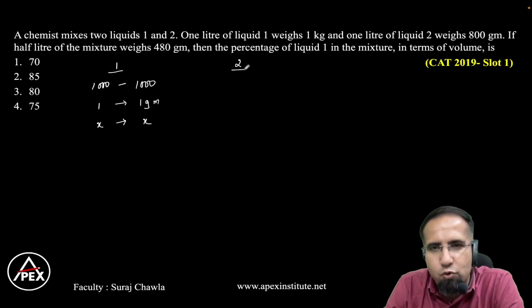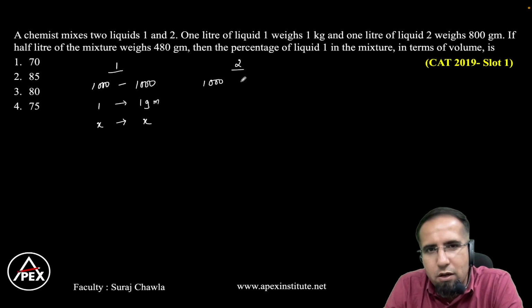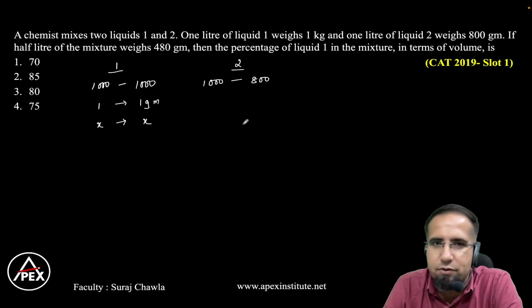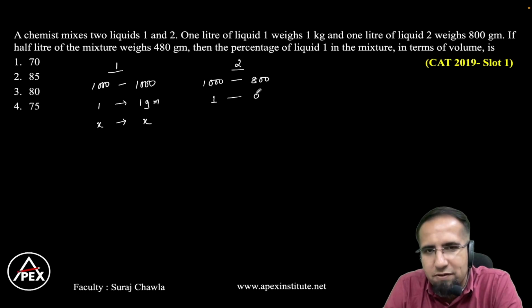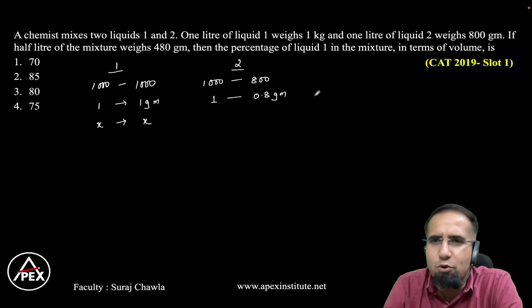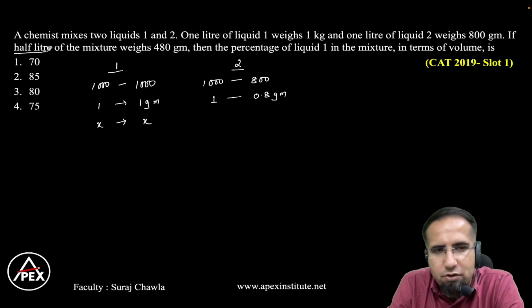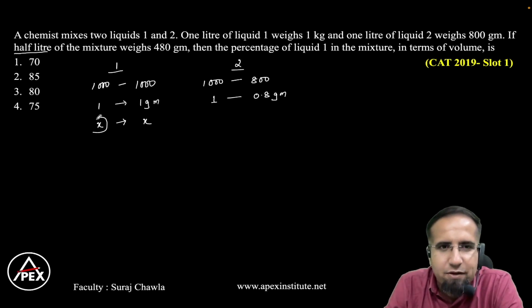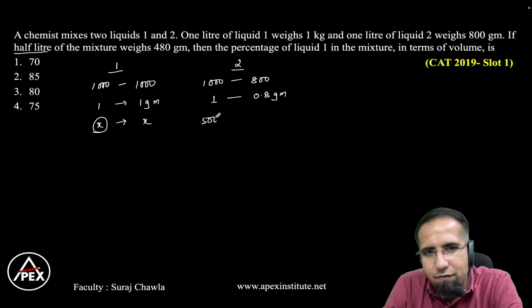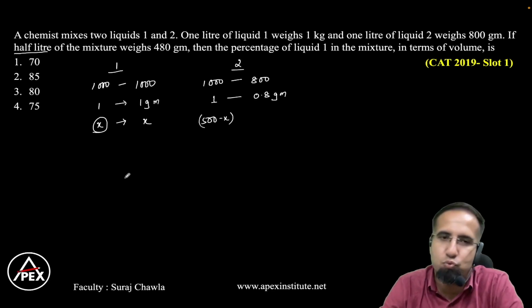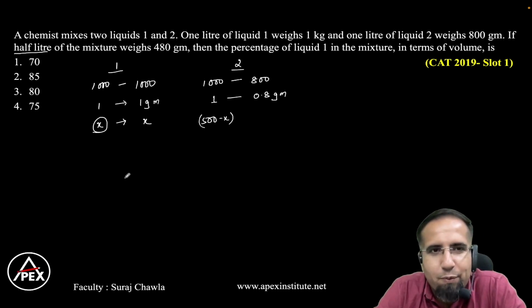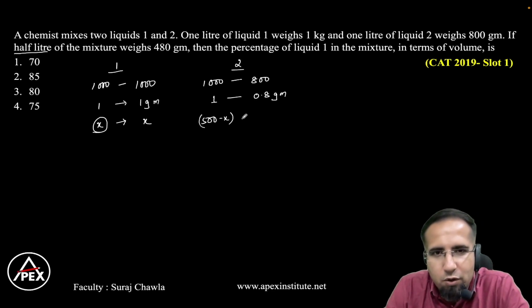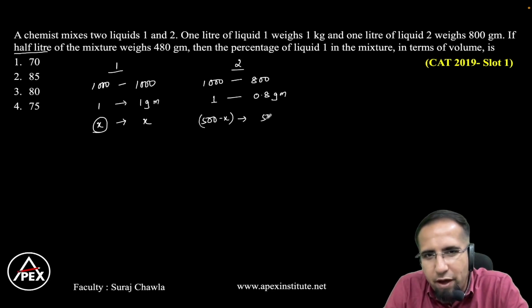Similarly, if I talk about liquid 2, what is happening here? So 1000 ml is going to give me only 800 grams, which means 1 ml is going to give me 0.8 grams. Now I'm told that half liter of the mixture. So if in the mixture I have x ml of liquid 1, I'll have 500 minus x ml of liquid 2. Clear? So the actual weight of this would become (500 minus x) into 0.8, which will be how much, guys? That will be 400 minus 0.8x.